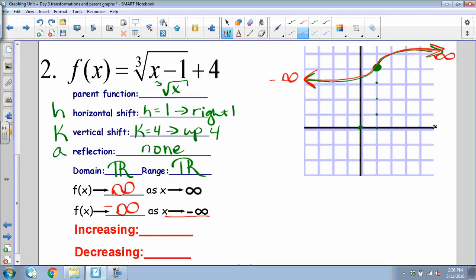Increasing and decreasing. What are the intervals of x where our function is increasing and decreasing? Now remember, as you go from left to right. So as I'm going here, when I start here, these are getting larger and larger forever. So it's increasing from negative infinity to positive infinity, and it's never decreasing.